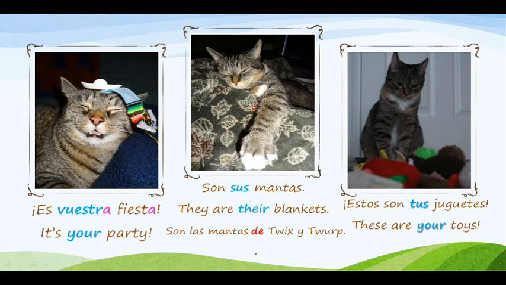To say it's your party es vuestra fiesta, but that would be plural. So notice that vuestra is agreeing with fiesta. Son sus mantas. They are their blankets, the cat's blankets. Las mantas de quién? If you weren't sure whose blankets I'm talking about, son las mantas de Twixie Twerp. Estos son tus juguetes. If I was talking to Twerp, I would tell her that. Estos son tus juguetes. These are your toys. Notice tus juguetes agreeing plural.